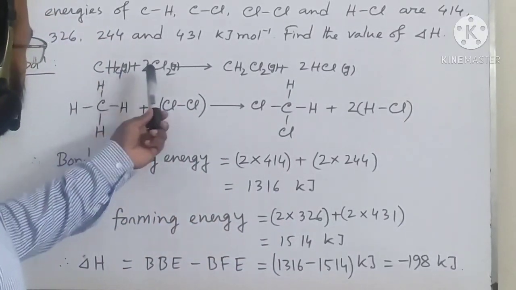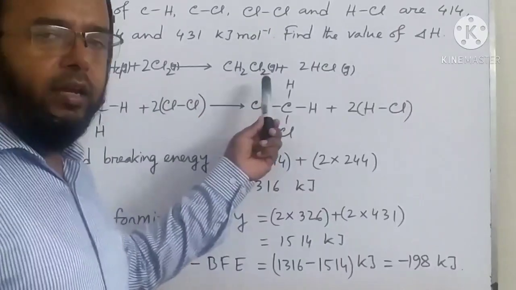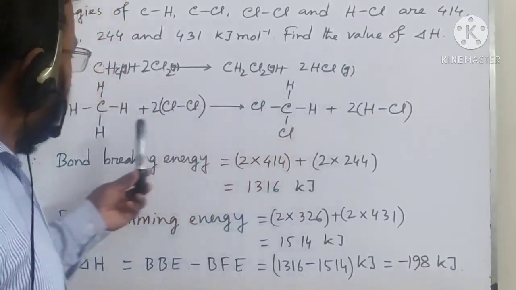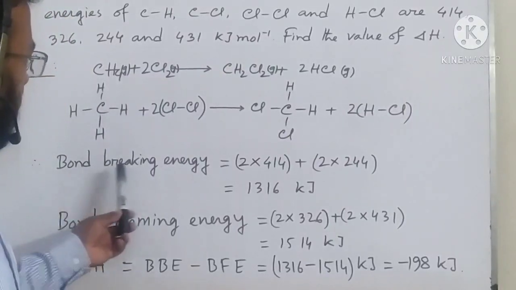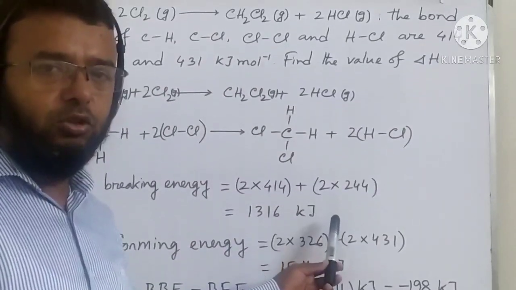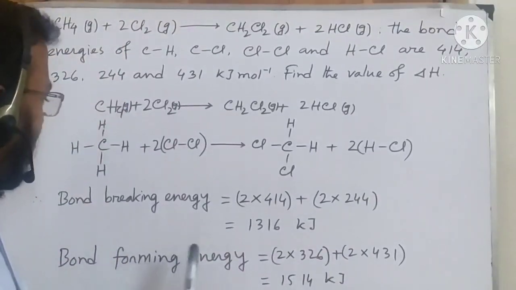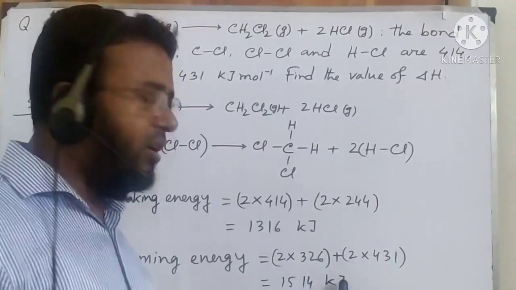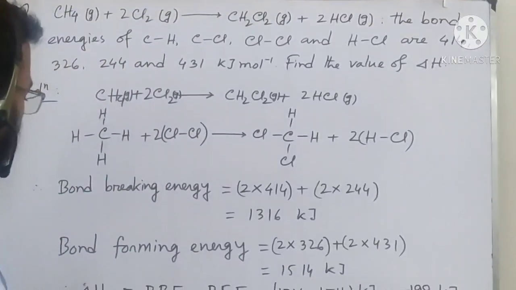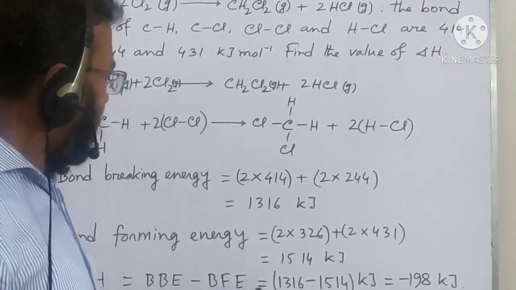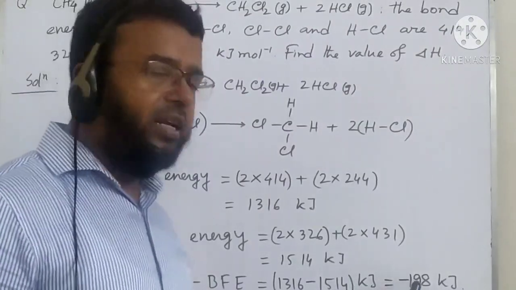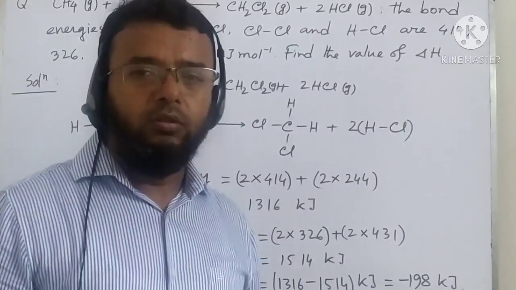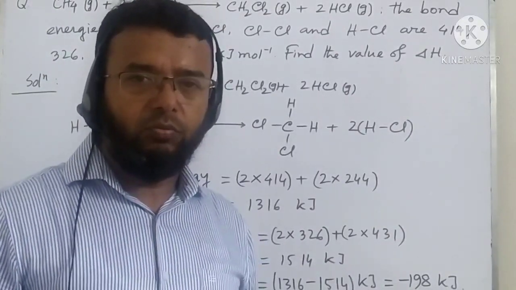It is methane plus chlorine, and we are getting the compound dichloromethane and hydrochloric acid. In this reaction we see that bond breaking energy is 1316 kilojoule and bond forming energy is 1514 kilojoule. So now del S will be bond breaking energy minus bond forming energy. Then if we subtract, we are getting the answer, minus 198 kilojoule. Okay, now everybody write it in your classwork copy.